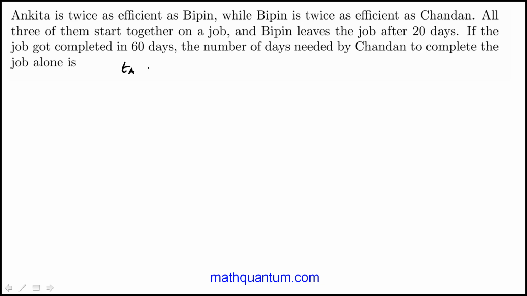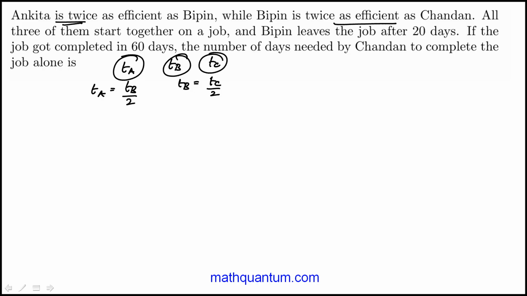So I'll use the letters T sub A to represent the time it takes Ankita to do this job, T sub B for Bipin, and then T sub C for Chandan. So this relationship that Ankita is twice as efficient means that she would take half as much time as Bipin. So T_B over 2. And same thing, because Bipin is twice as efficient, Bipin will take half the time it takes Chandan. So that's the translation of that first sentence.